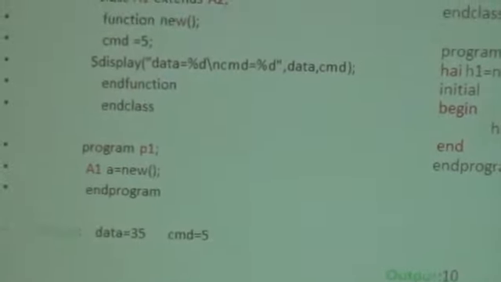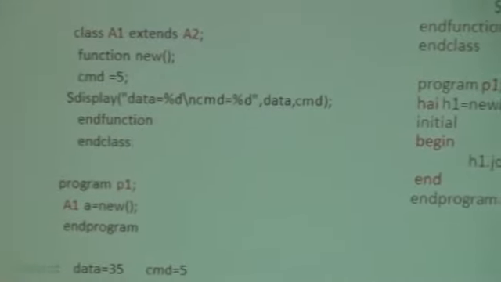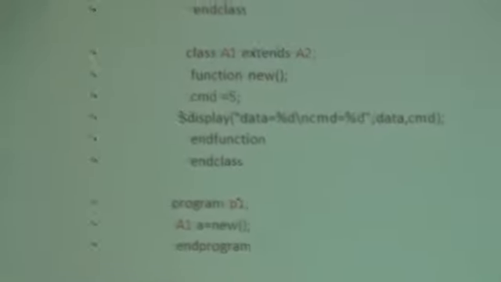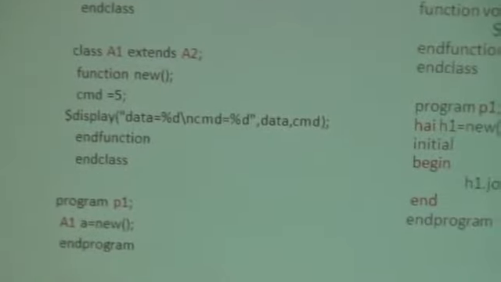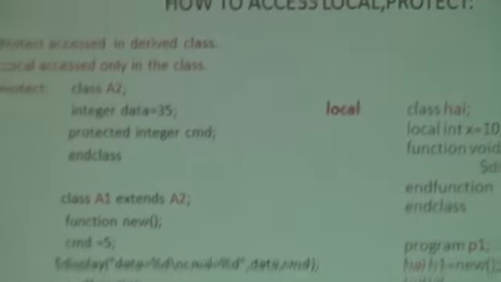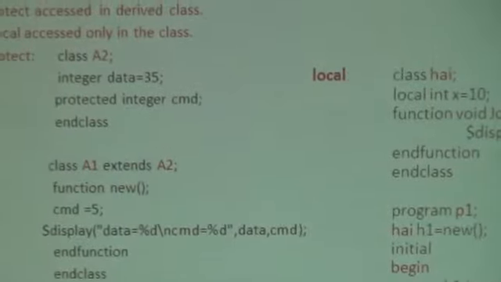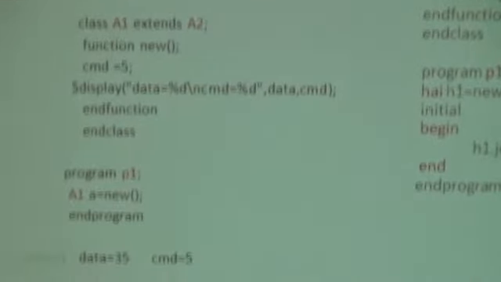In the program block I just try to create an object for A1, which is the child class. Since I create the object for the child class, automatically the object is first created for the parent class, and only then is the object created for the child class. That means when I create the object for A1, the parent is also created automatically, and I try to get the output.